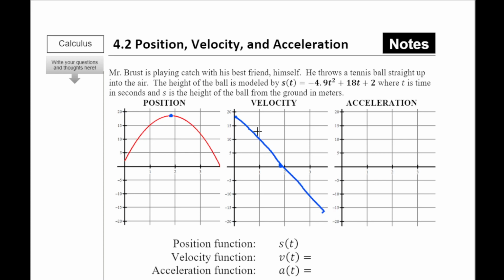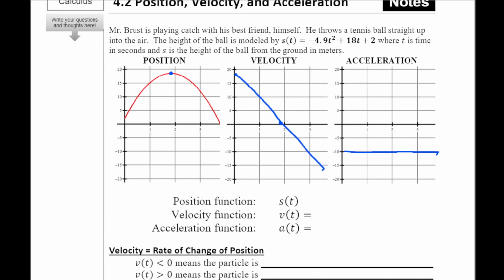Velocity is just speed and direction. So a positive velocity means you're going up. A negative velocity means you're going downwards, right? And notice here the acceleration is always going to be constant because, if you guys recall, the force of gravity is about negative 9.8 meters per second squared. It's a constant acceleration.